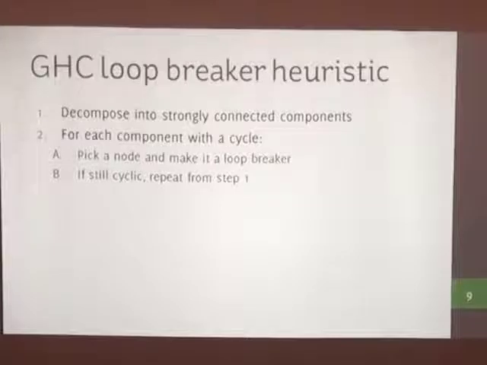A strongly connected component being the maximal component of the graph, such that for every pair of nodes A, B in the component there's a path from A to B, or even more simply put, a nest of mutually recursive functions. And for each component of the cycle, pick a node, make it a loop breaker, and if the graph is still cyclic, go back to step 1 and try again. So this is a really greedy algorithm.